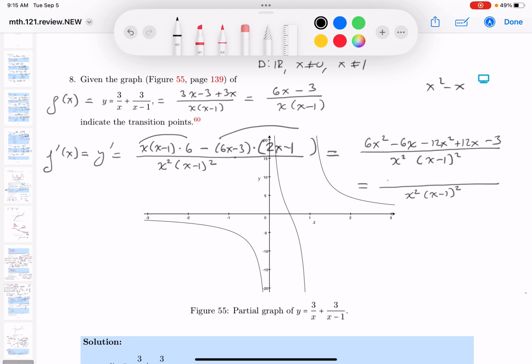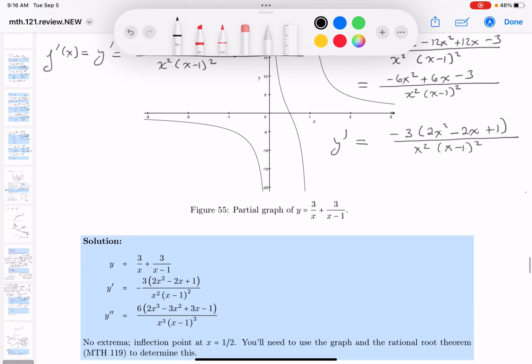And on top, what do you get? You get minus 6x squared plus 6x minus 3. I'm going to factor out a minus 3. And what do you get? 2x squared minus 2x plus 1. Let me see if I did that right. Minus 6x squared plus 6x minus 3. Yeah, looks pretty good. And this is the first derivative.